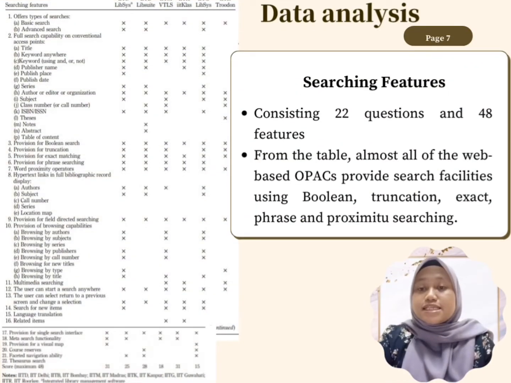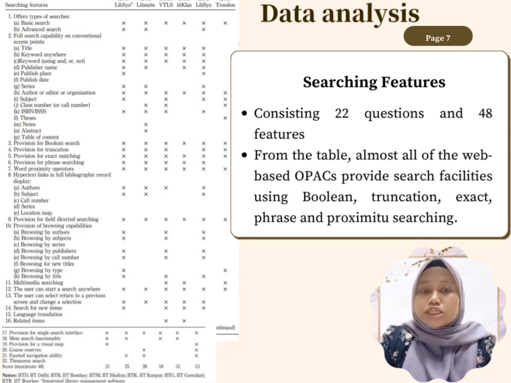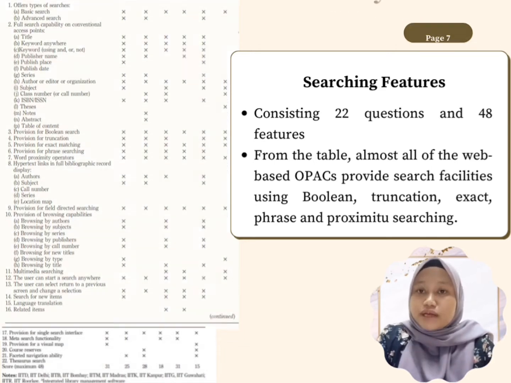Okay, next is the searching feature. Searching feature consists of 22 questions and 48 features. However, the score depends not only on the software ability but also on the customization undertaken by the libraries evaluated in their web-based OPACs. From the table, almost all the web-based OPACs provide search facility using Boolean, truncation, exact, and proximity searching. Proximity operators are a powerful information retrieval feature and are usually a factor in relevance ranking.